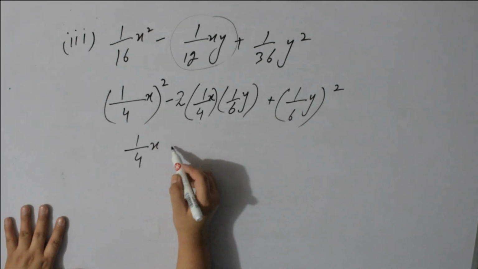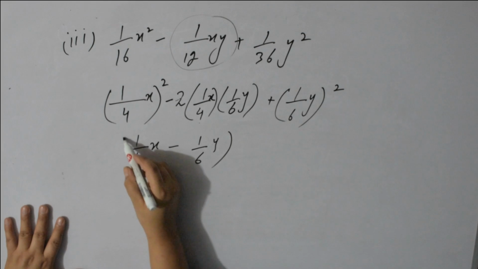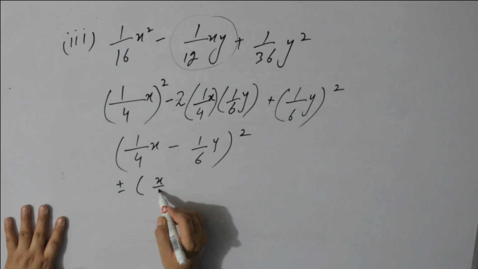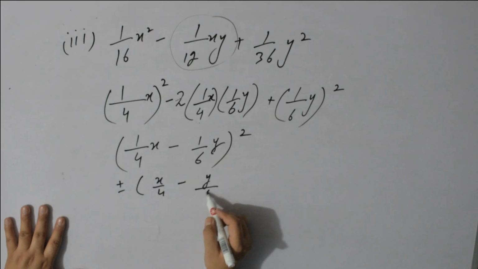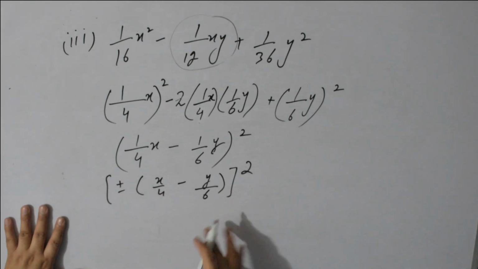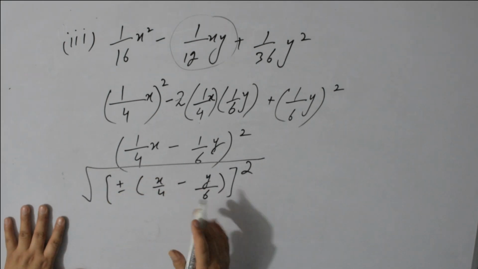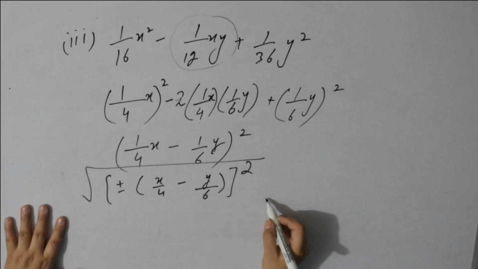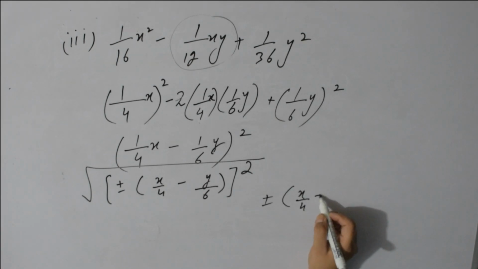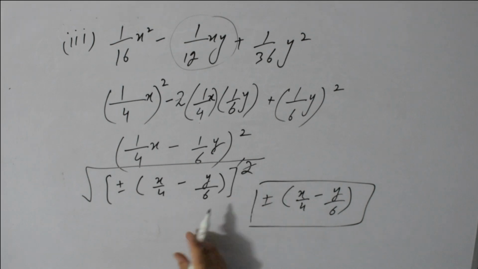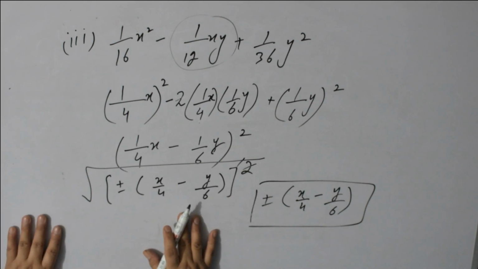So you just close the formula. 1 by 4x minus 1 by 6y whole square, and then you will write plus minus x by 4 minus y by 6 whole square, and then take its square root. I am just giving you hints. First you will write this, and then after the equal sign write that. So your answer will be plus minus x upon 4 minus y upon 6. This will be your answer after taking the square root. This is a sort of hint. You have to do its third part using this method.